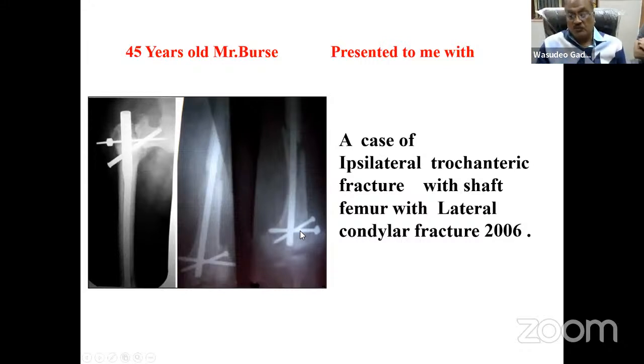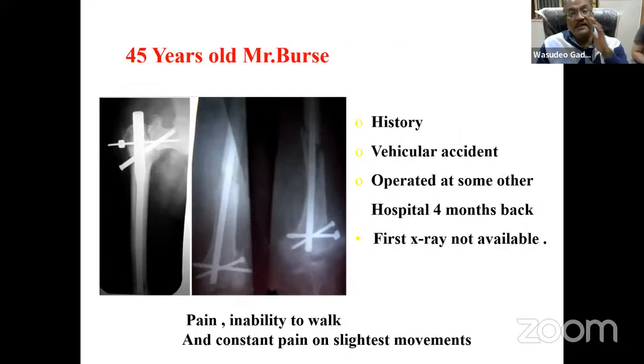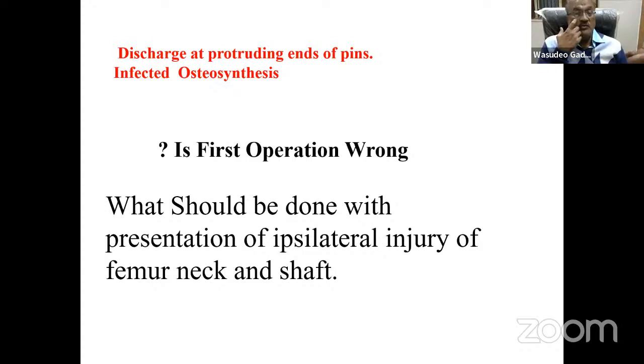So in 2006, he came to me with pain, inability to walk, and constant pain on the slightest movement. There was a pin track infection in the proximal femur. The first X-ray is not available. And then what to do? There are so many things. It was done this way because the initial implant had only recently been introduced, and nobody knew how to do a long PFN in such a bifocal femoral fracture.